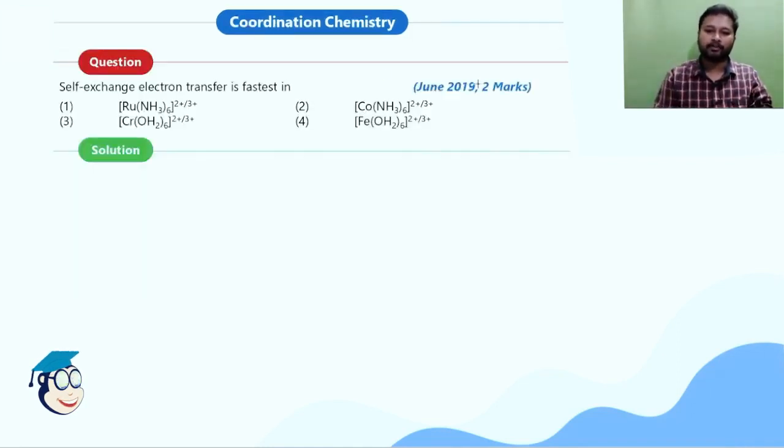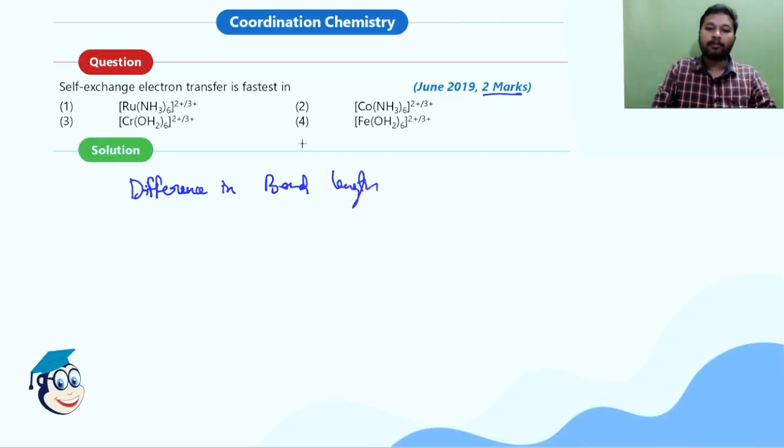It was asked in your June 2019 exam for 2 marks, and it says that the self-exchange electron transfer is fastest in. Now you have 4 different options, and you have to tell where this self-exchange electron transfer is fastest. Whenever a question is asked on self-exchange electron transfer reactions, what you have to see is the difference in bond length.